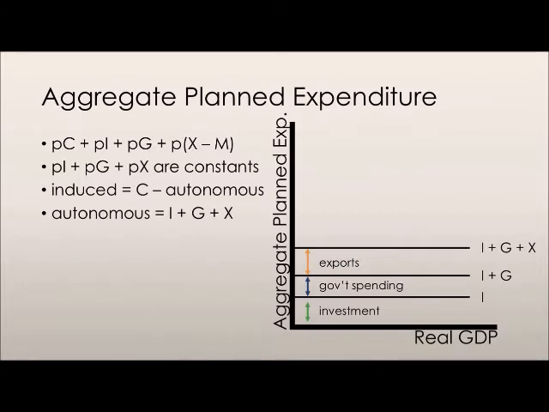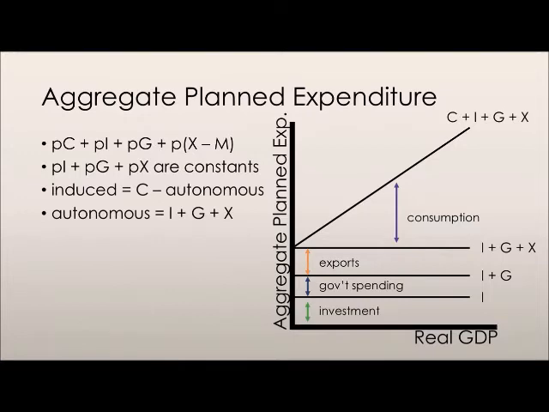And then we're going to add on consumption. And all we've done here is we've added the consumption function to the level of investment plus government spending plus exports. So that sloped line that you see there is the consumption function added on to I plus G plus X. And so that gives us C plus I plus G plus X.